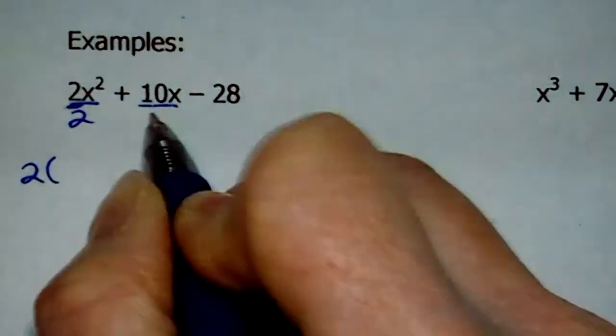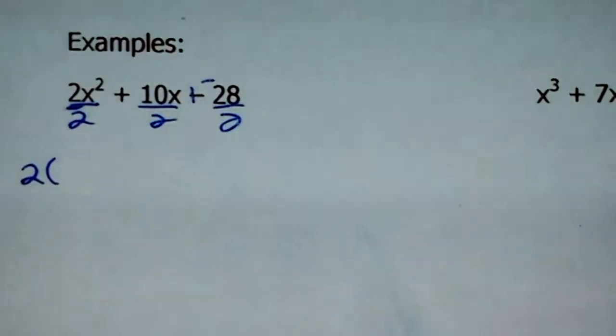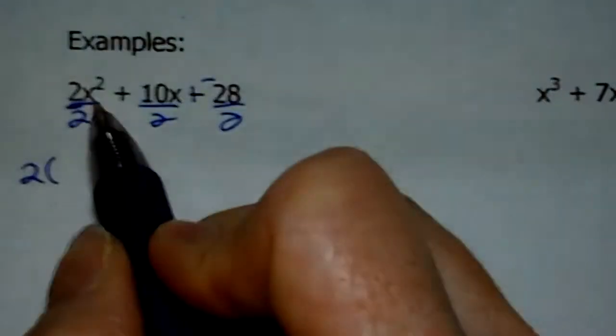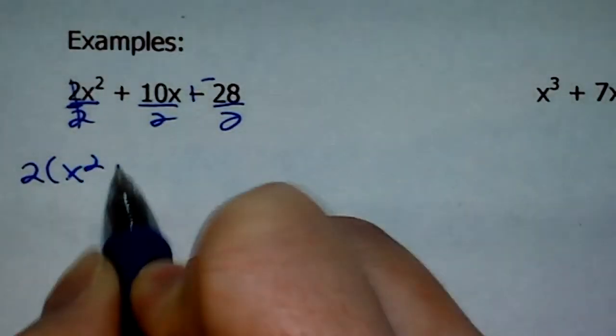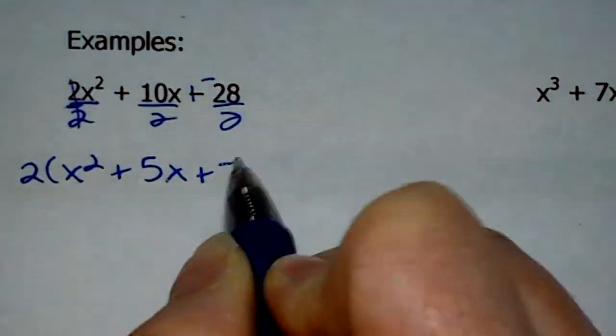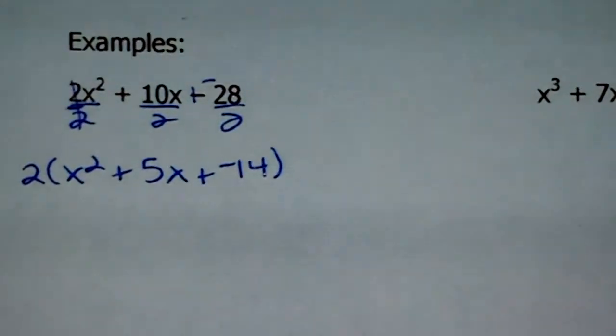That means I'm going to divide each term by 2, just like we did, I think it was lesson 7-6 or 7-5. It's all a blur. 2x squared divided by 2 is x squared. 10x divided by 2 is 5x. And a negative 28 divided by 2 is negative 14.